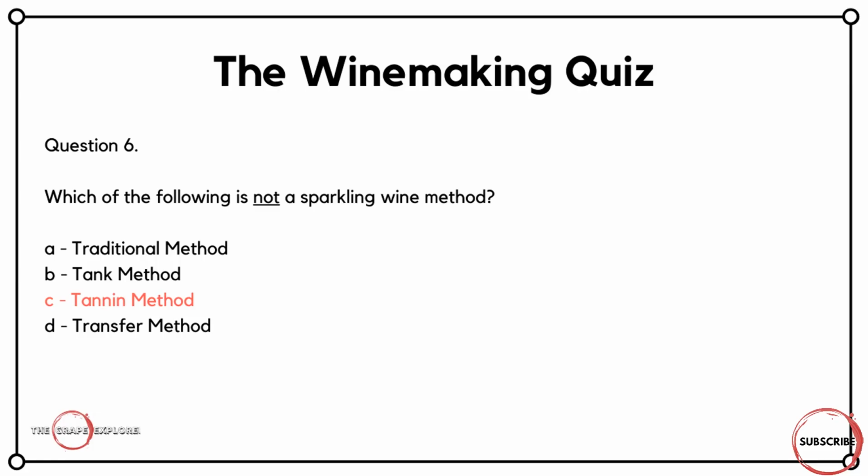Perhaps a little bit obvious on the face of it. Traditional method would be for something like champagne. Tank method would be something like prosecco. Cava again is done in a kind of traditional method. There is one more recognised method here, which is the transfer method, making the odd one out in this case. And the correct answer, even though it's incorrect, C, the tannin method.